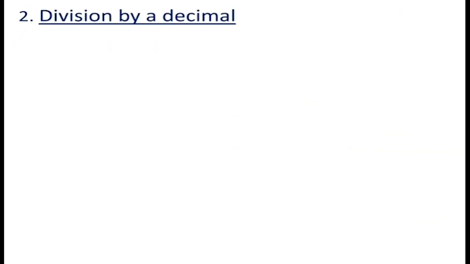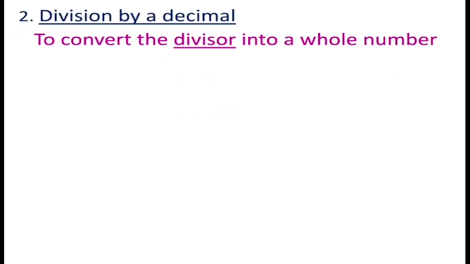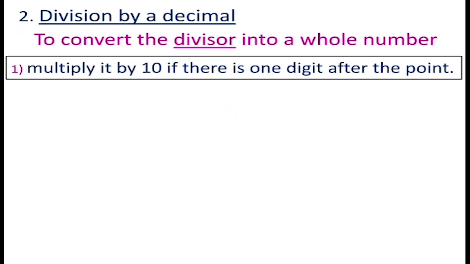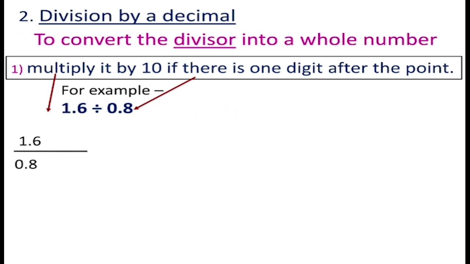Now the second one is division of a decimal number by another decimal number. To divide a decimal number by another decimal number, you have to convert the divisor into a whole number. To convert a divisor into a whole number, if there is one digit after the decimal point, you have to multiply it by 10. So here I have taken one example where 1.6 is divided by 0.8. Here the divisor is 0.8, and in 0.8 you can see that there is one digit after the decimal point. So the divisor will be multiplied by 10.